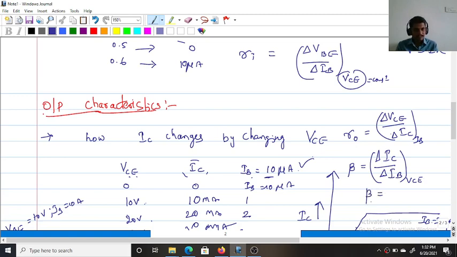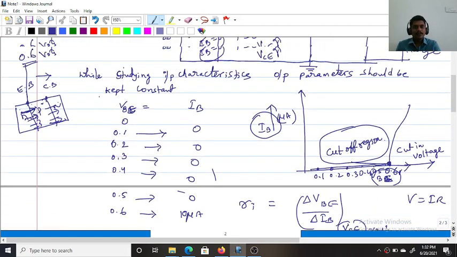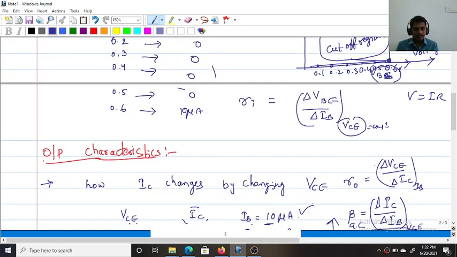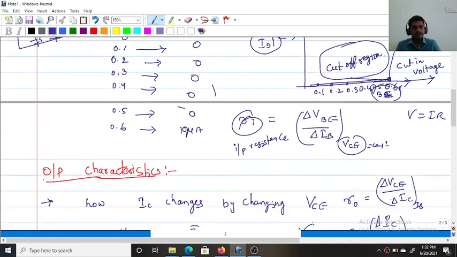It can be written like this for AC current. For DC current, it can be written as IC by IB. This is called the current amplification factor. Ri represents the input resistance of the transistor. The input resistance is very small. Why? Because the emitter-base junction is forward biased, the depletion region width is small, so the resistance offered by that junction is small.